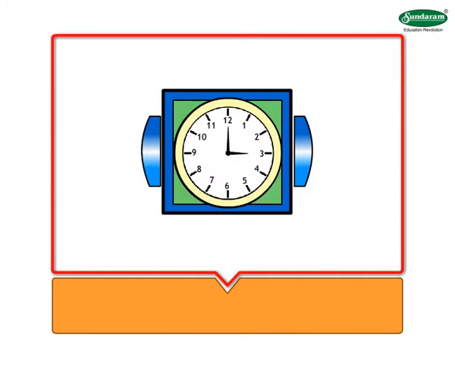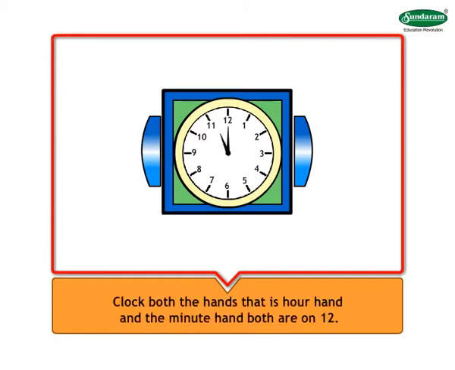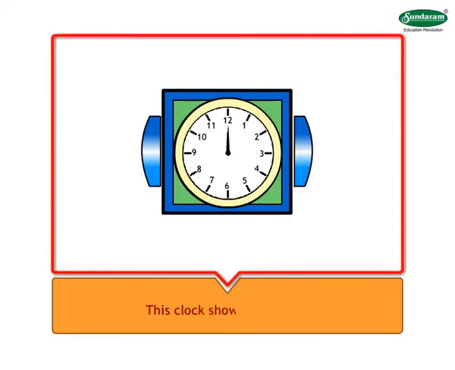Look at this clock. In this clock, the hour hand is on 5 and the minute hand is on 12. This means that the clock shows 5 o'clock. And in this clock, both the hands, that is the hour hand and the minute hand, are on 12. So, this clock shows 12 o'clock.